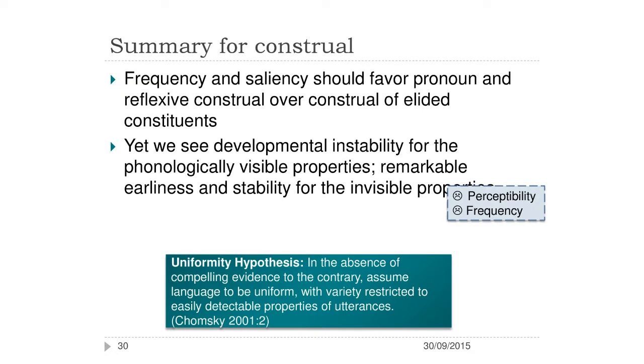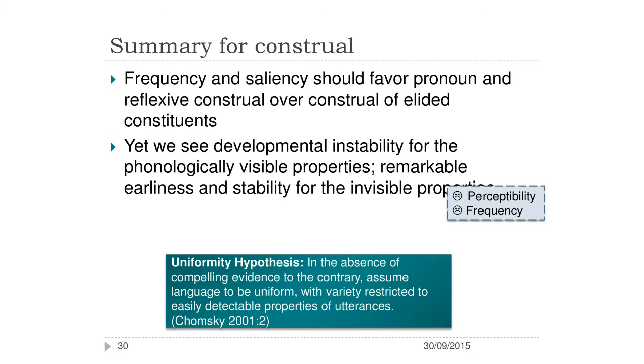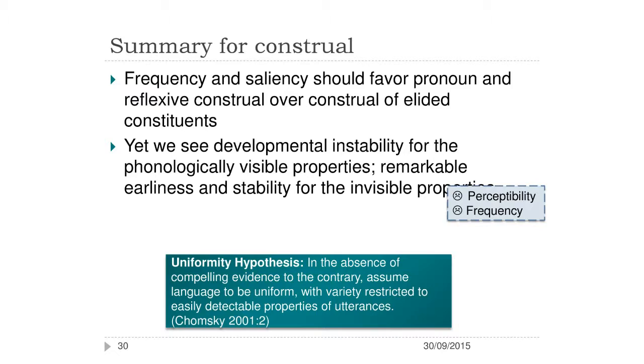To sum up on construal, we have that perceptibility is 0 here. We're talking about interpreting the invisible part of a sentence. The frequency of antecedent-contained deletion is vanishingly rare, yet we see great stability in this domain. This reminds me of Chomsky's uniformity hypothesis. He says that we should predict that languages are uniform in anything that is not very overt. So in the absence of compelling evidence to the contrary, assume language to be uniform, with variety restricted to easily detectable properties of utterances. So now this is a methodological stance.